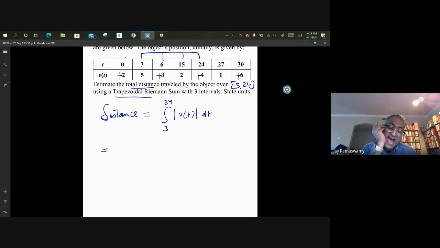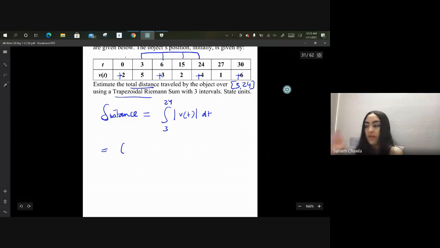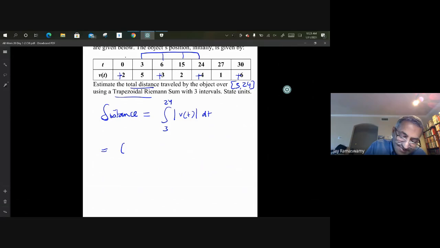Remember, the trapezoid is the average of the parallel sides. Are the parallel sides x values or y values? Y values. Look at the board and say, I get it. 5 plus 3 over 2 times... What's the distance between the parallel sides? 3. Okay, do the others yourselves.